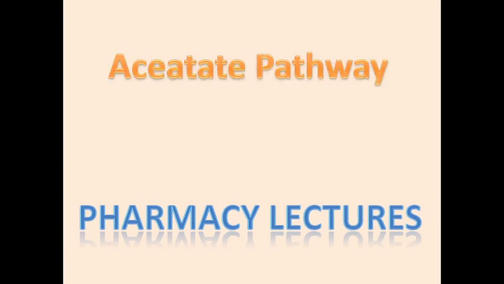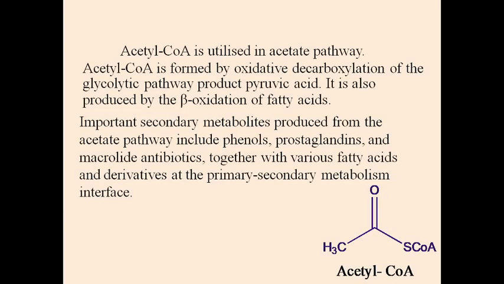Today we are going to discuss the acetate pathway, how this pathway occurs especially in plants and microorganisms, and how it is carried out. This section is related to chemistry of natural products. Let's start. The key material utilized in the synthesis of fatty acid in the acetate pathway is acetyl coenzyme A.